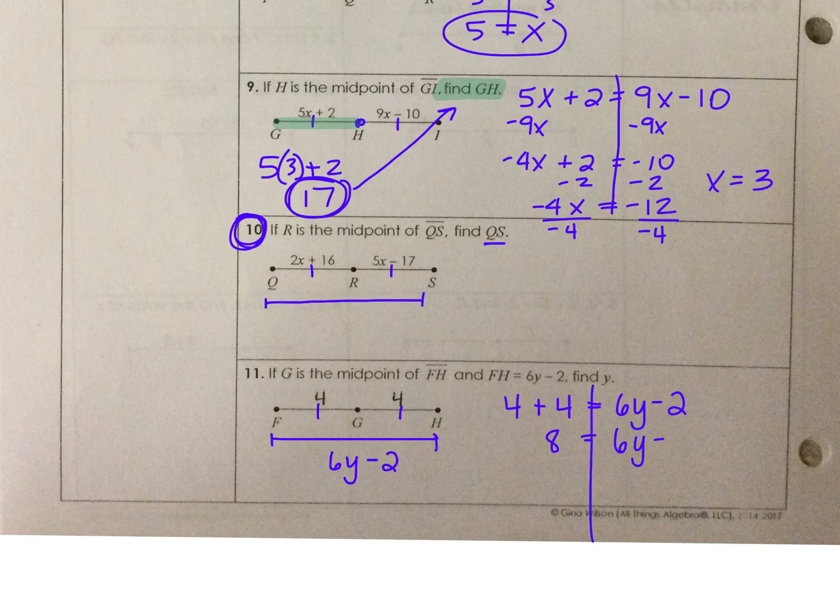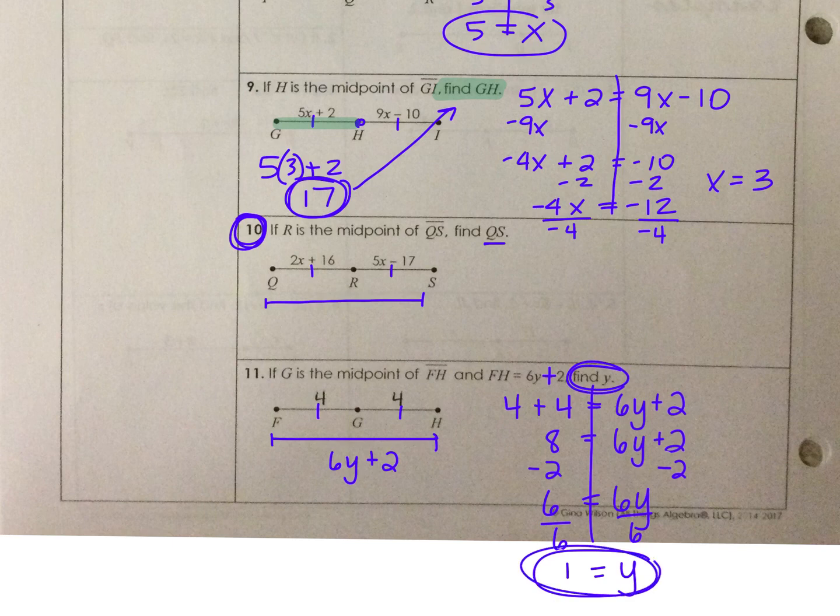6y minus 2. Let's add 2. Oh, listen, on this one, this should be a plus or it's not going to come out right. So let's make that a plus, which means I would actually subtract 2. I'm sorry. I meant to fix that before I started talking. I forgot. So I have 6 equals 6y. Divide, y equals 1. So the question is, find y. Well, found it.